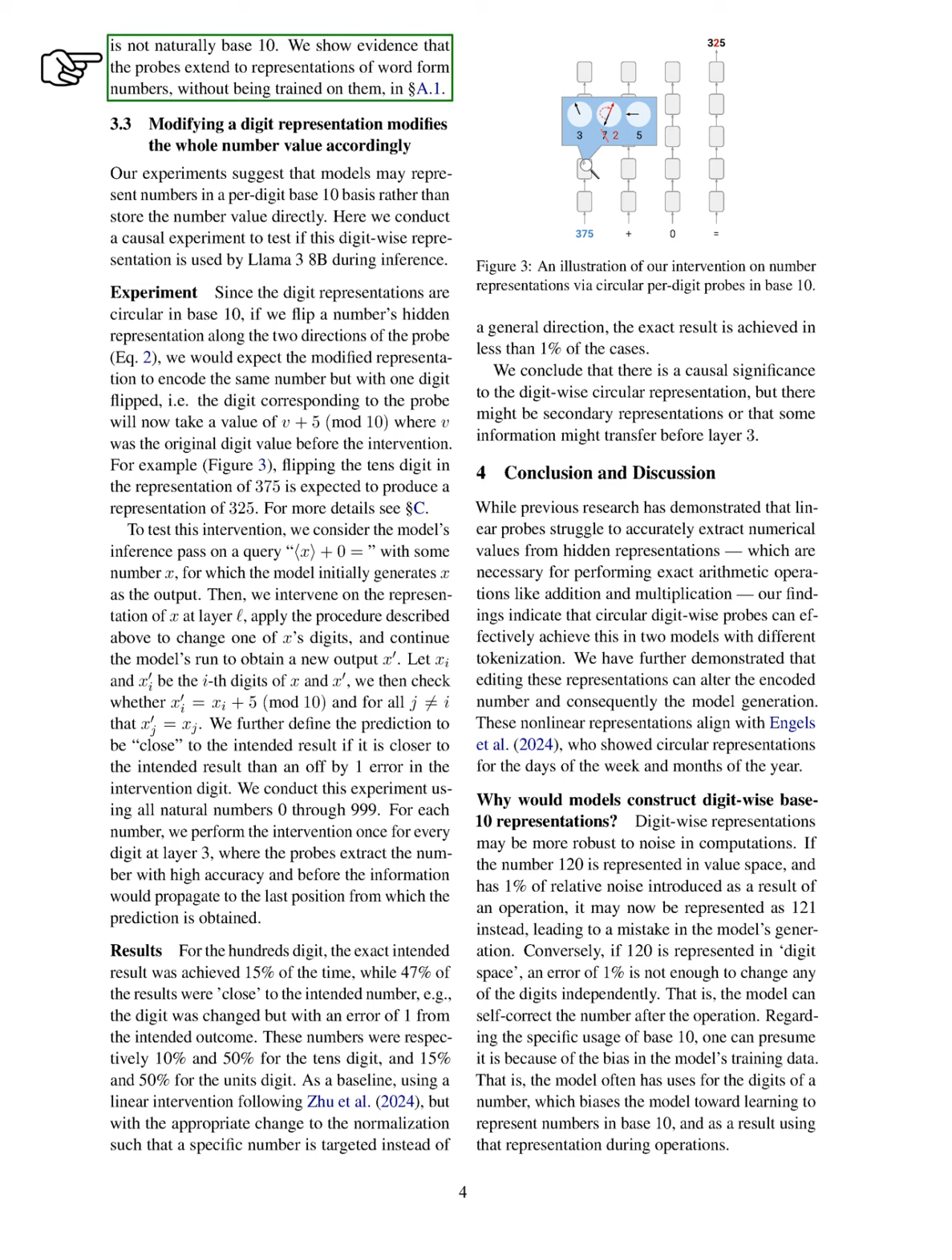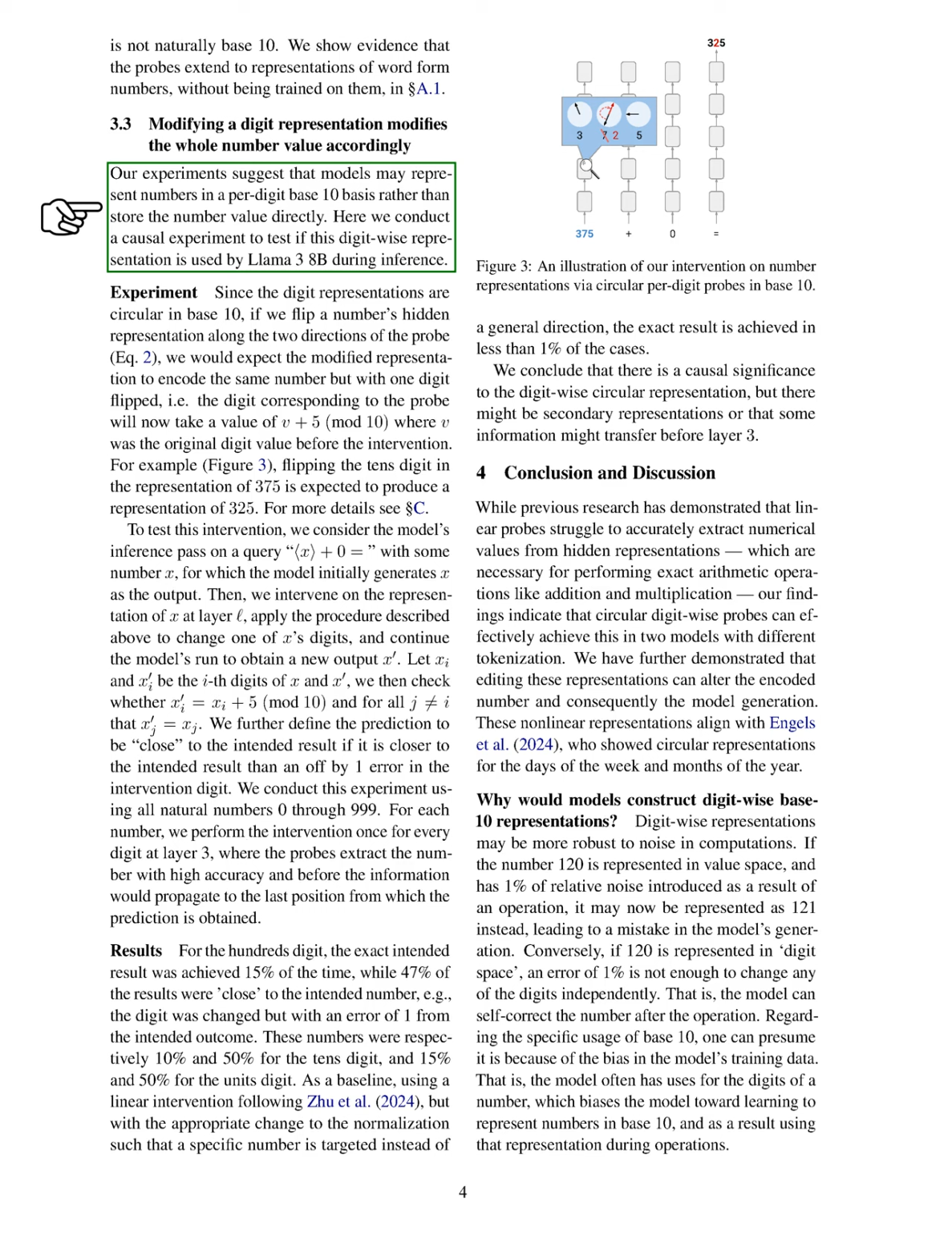Section. Modifying a digit representation modifies the whole number value accordingly. In this section, we explore how changing a digit representation affects the overall number value. Our experiments indicate that models might represent numbers based on each digit in base 10, rather than storing the entire number directly. We conduct a causal experiment to see if Llama 3.8b uses this digit-wise representation during inference.